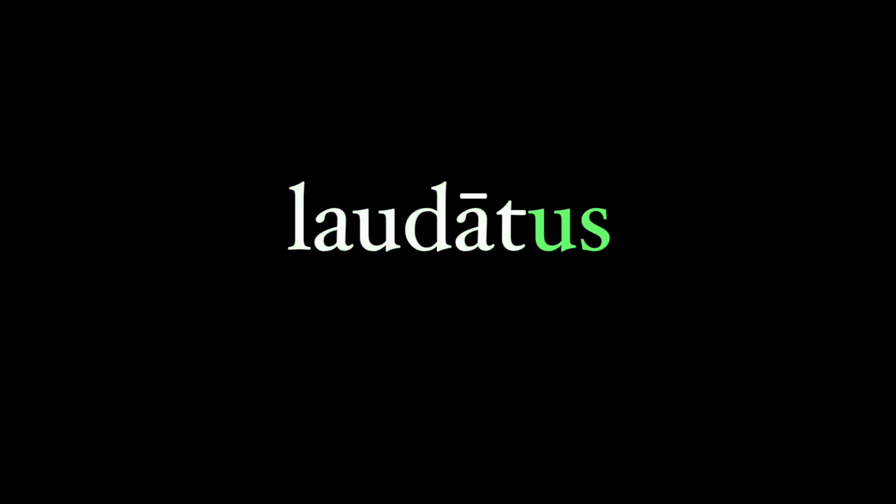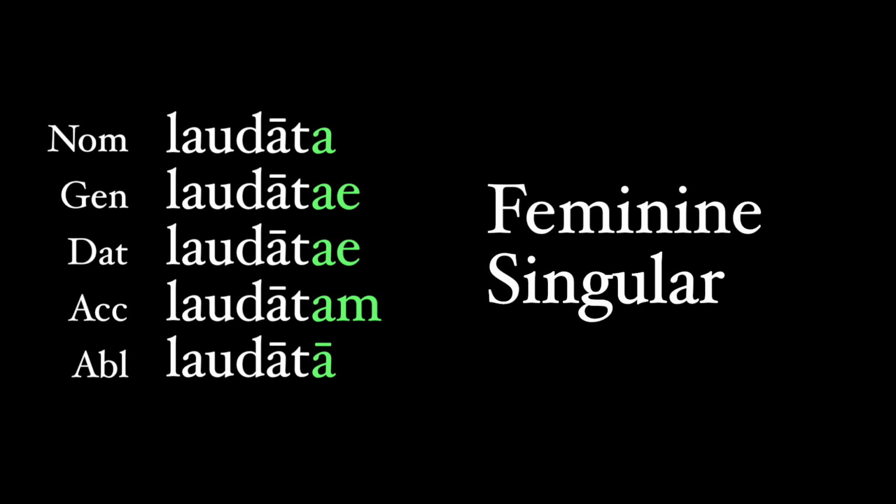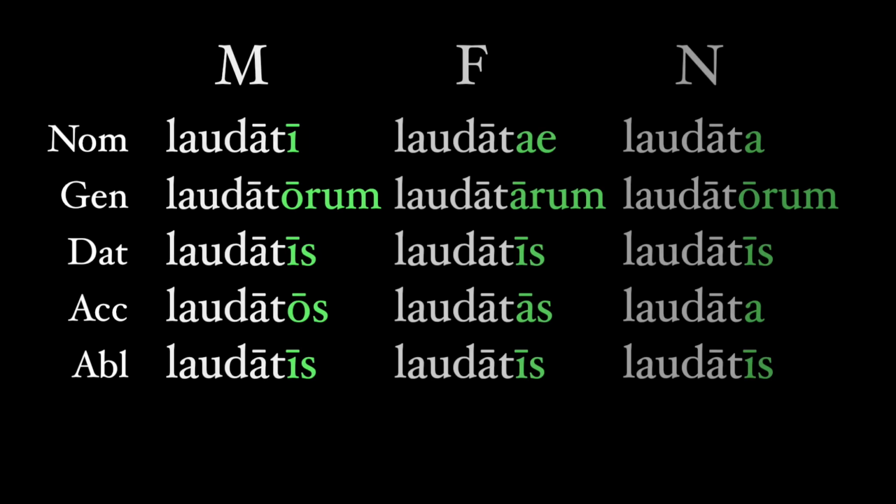This -us ending shows us that perfect passive participles are first and second declension adjectives. That means they have endings from the first and second declension only. Here's the masculine singular, and these are second declension endings, the feminine singular, first declension endings, and the neuter singular, again with the second declension, this time neuter endings. The plural, of course, uses the plural first and second declension endings.